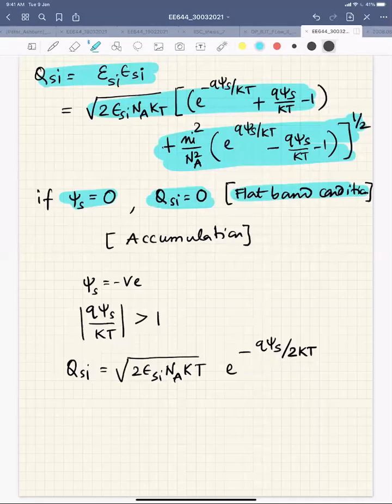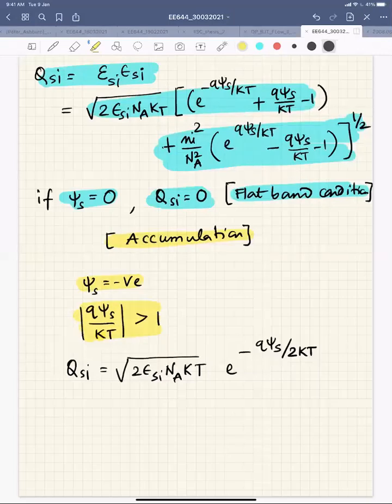When I talk about the accumulation condition, that means your psi s is negative. In accumulation, you are applying negative gate voltage. Psi s is nothing but your potential drop in the silicon, and psi s is negative. That means your Q silicon is negative, and your magnitude of q psi s by kT is also greater than 1.